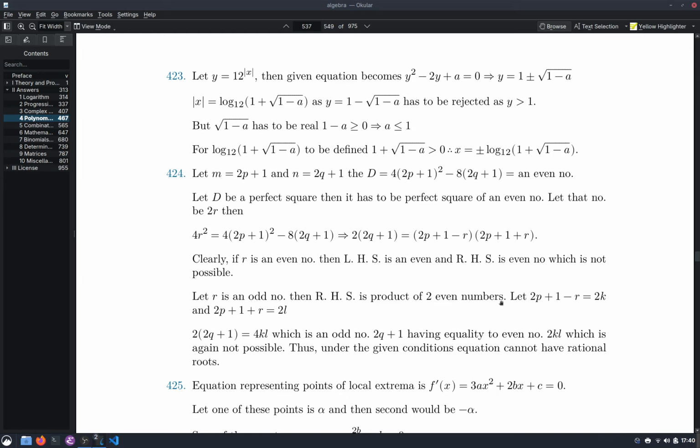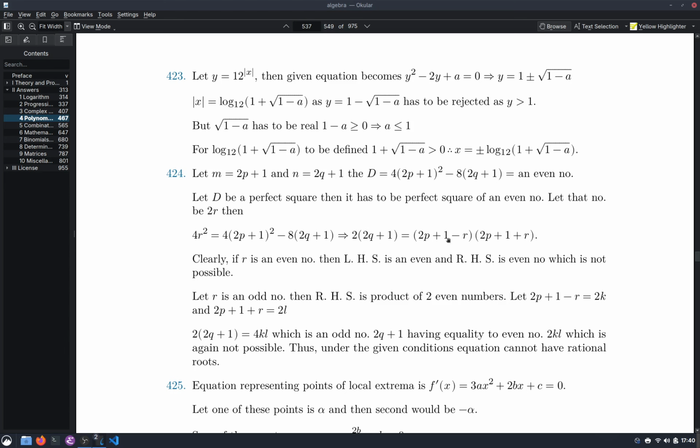Okay. Let 2p plus 1 minus r is equal to 2k and 2p plus 1 plus r is equal to 2l. Okay. There is some confusion here. So left hand side is even number. Now if left hand side is even, we look at the right hand side. r has to be odd to make both even. That's what we have let here.